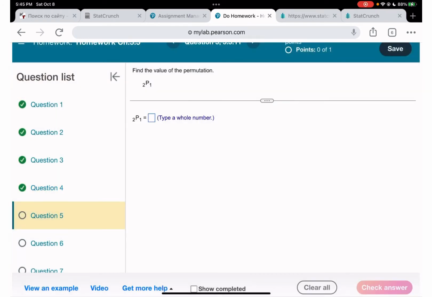Moving to question number 5. Well, we have probability, we have permutation. The total is going to be 2 on the left side of the permutation. With 2 being the total amount and 1 the selected amount. So we are choosing 1 out of 2.